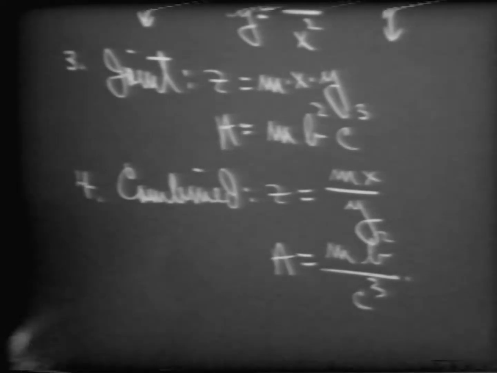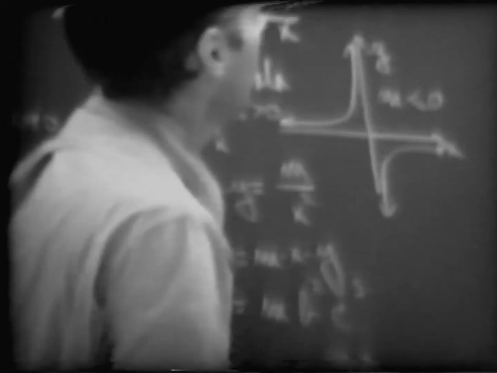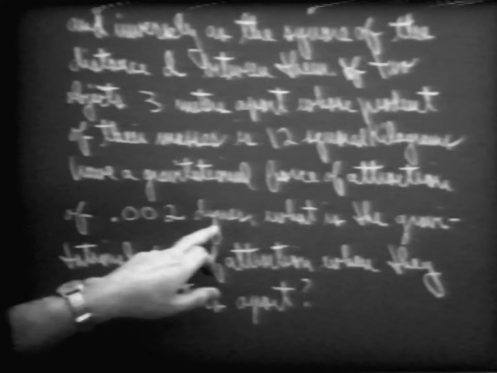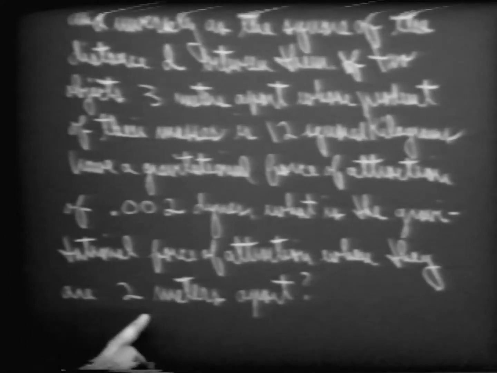Okay? In fact, let's look at one or two examples of variation. Here we have a problem in which the gravitational force of attraction F between two objects varies directly as the product m of their masses and inversely as the square of the distance d between them. If two objects 3 meters apart, whose product of their masses is 12 kilograms squared, have a gravitational force of attraction of 0.002 dynes, what is the gravitational force of attraction when they are 2 meters apart?